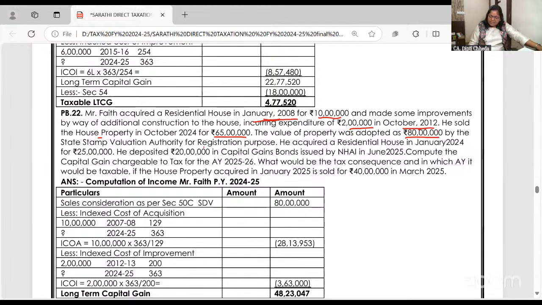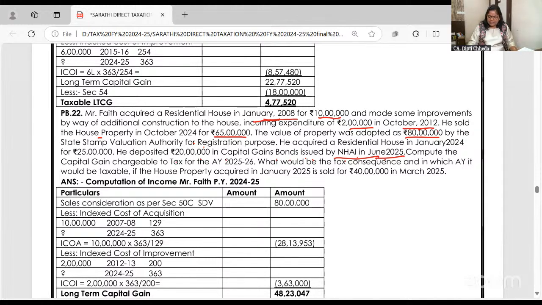He acquired a residential house in January 24. This he has sold in October 24. So 1 year prior only he has acquired another house. And he has also put some money in bonds in June 25. So if you put the money in CGA scheme, not bonds, sorry, capital gain bonds. Okay, he put it in bonds. So you sold the house and put the money in bonds. Nice problem. You sold the house and purchased the house. And now you have put the money in bonds also.